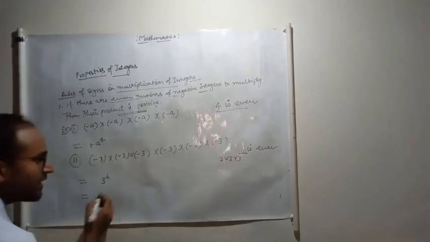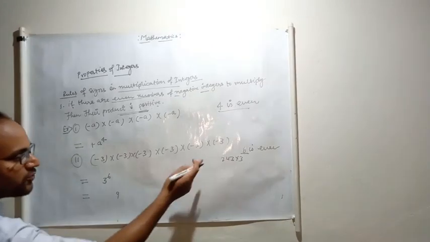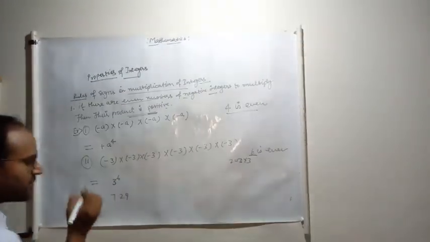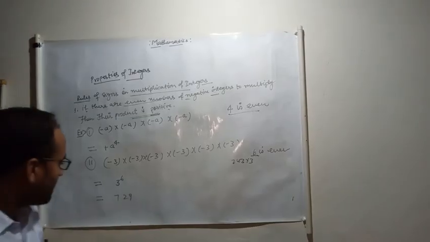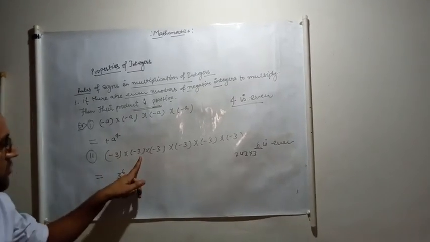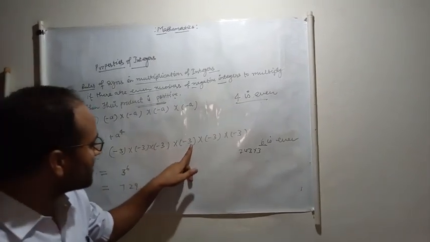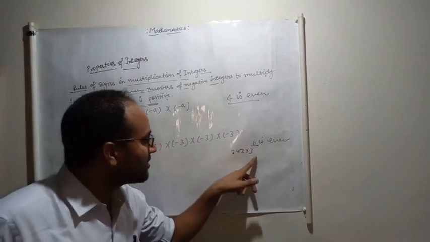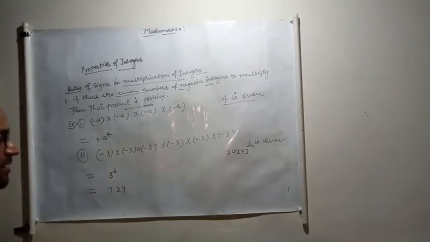by 3. 3 3s are 9, 4 3s are 12, 3 2s are 6, 1, 7. You will get 729 as a positive value. 3 into 3, 9, 9 into 3, 27, 27 into 3, 81, 81 into 3, 243, and 243 multiplied by 3, you get 729.